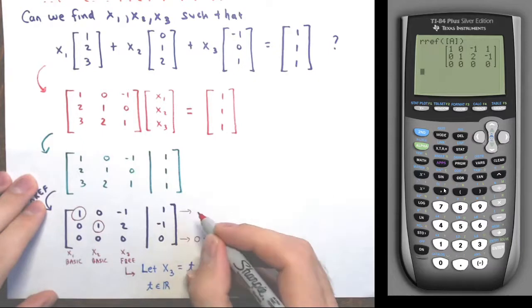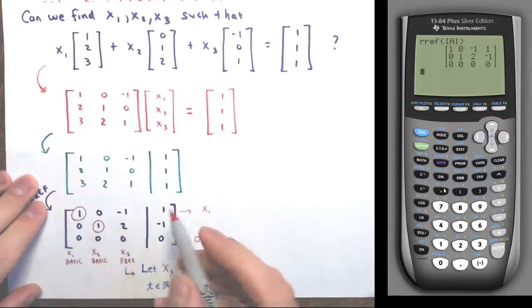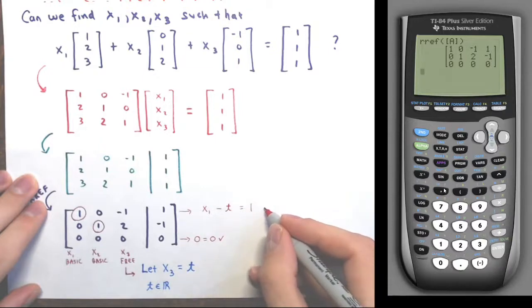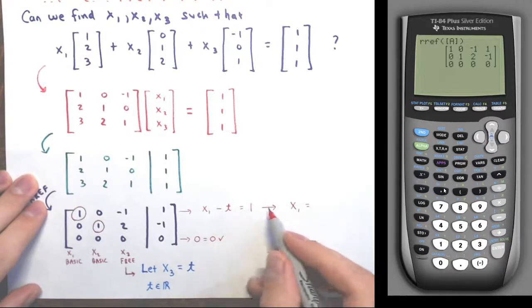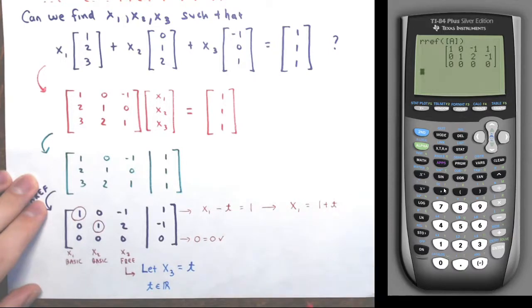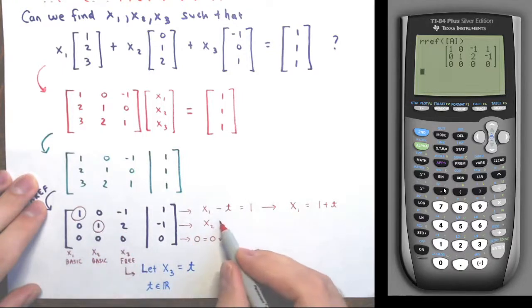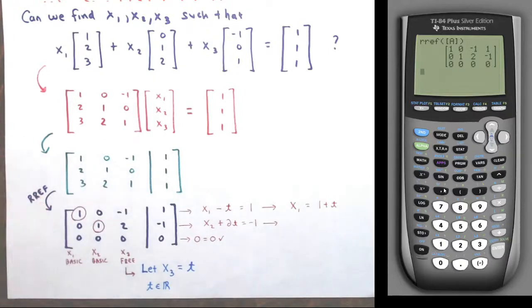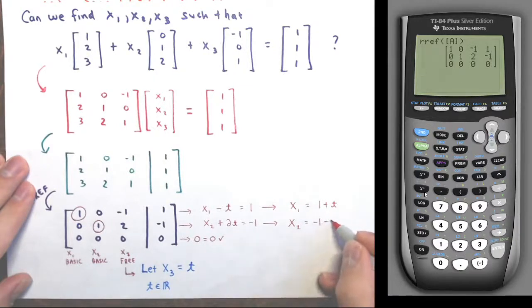All right, so then doing this, let's see what the first row tells us. The first row is saying that we have 1x1, the basic variable, plus no x2, minus 1x3. So minus x3, that's minus this t that I'm calling it, must be equal to 1. And then I solve this for x1. I get x1 in terms of the free variable t. x1 must be 1 plus t, for whatever my choice of t is. Then the second row tells me that I have 1x2, so x2, plus 2x3, so plus 2 of this t, must be equal to negative 1. And solving this for x2, getting x2 in terms of the free variable t, we have x2 equals negative 1 minus 2t.